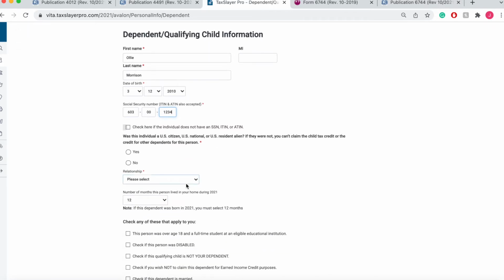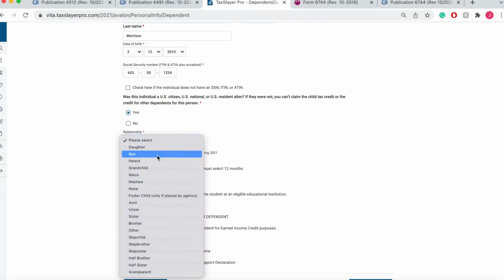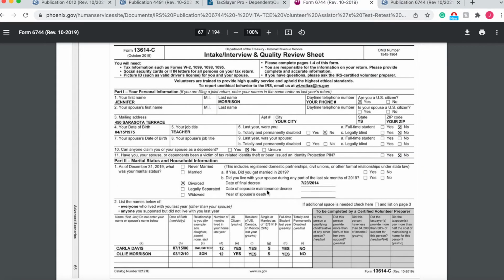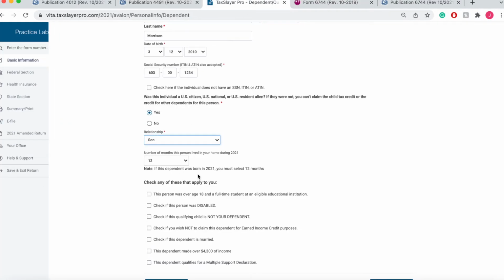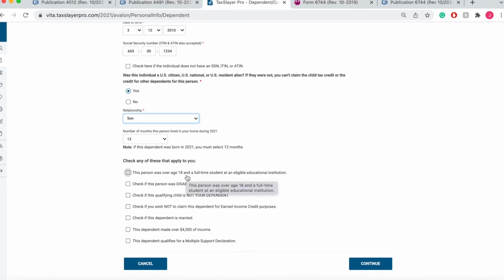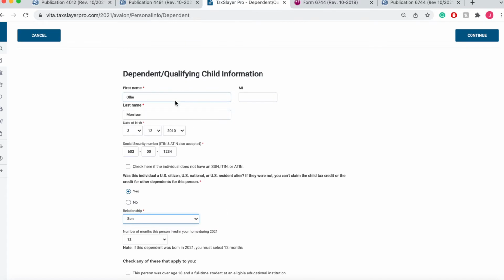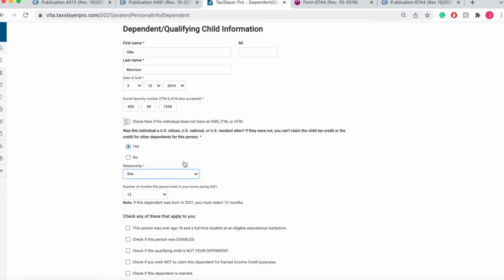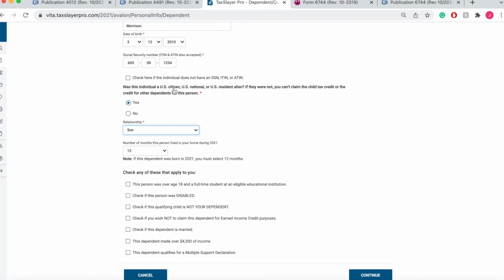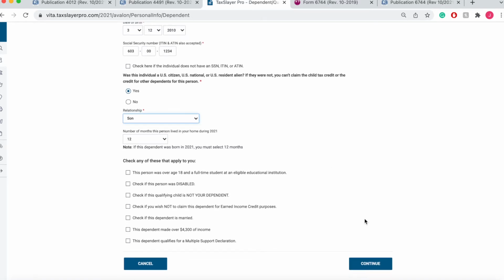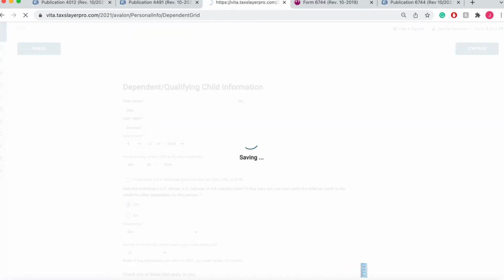And so we know that they were a citizen. Yes. Relationship. Son. Yes. And so check the person was over the age of 18 and a full-time student. Check the person was disabled. No. No. Okay, yeah, so none of those apply. So all we needed to do was enter the first name, the last name, the date of birth, social, spell out the relationship, and show that they are a citizen, a U.S. national, or a resident alien. And we just hit continue.